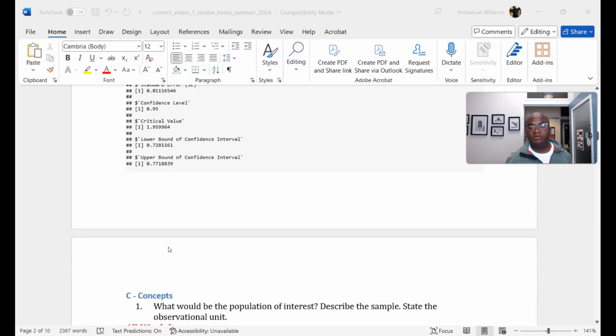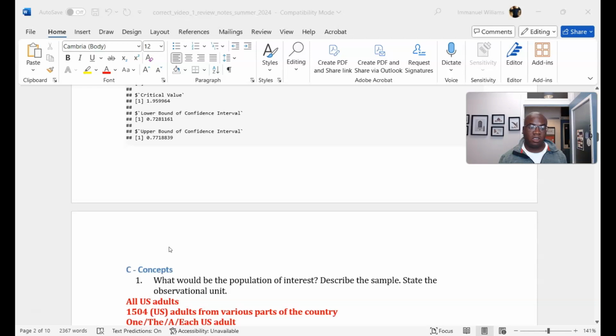So what's the population of interest? Describe the sample, state the observational unit, okay? So the population of interest should be all U.S. adults, okay? The sample is going to be the 1,504 U.S. adults from various parts of the country. The observational unit is just going to be a U.S. adult. I prefer a U.S. adult, but I know a lot of instructors might have said each U.S. adult, okay? That's that.